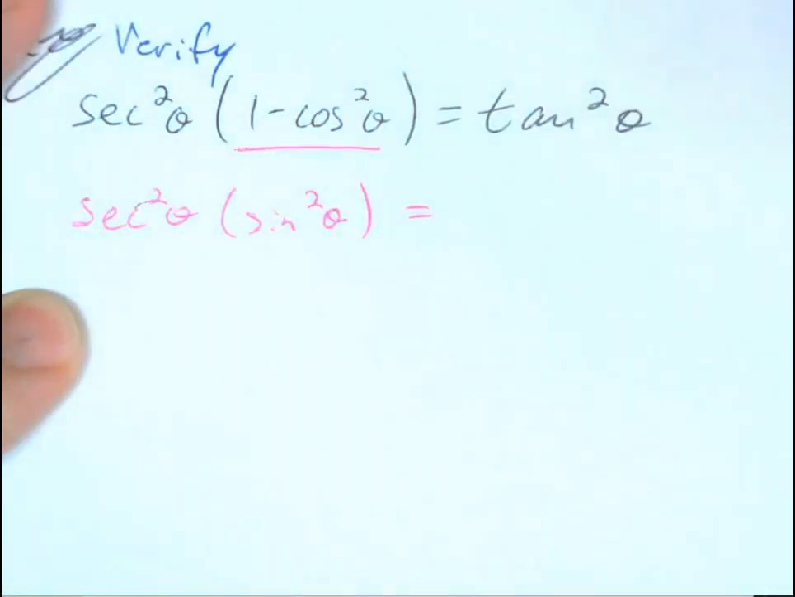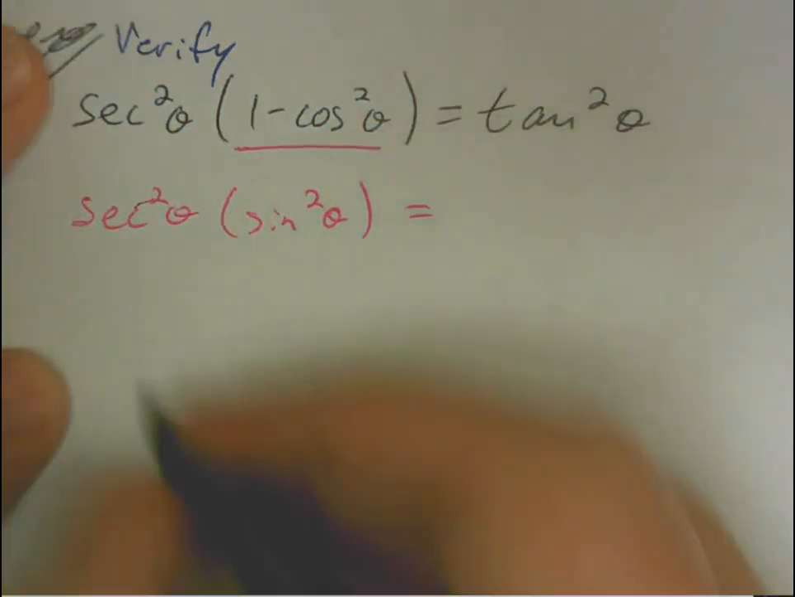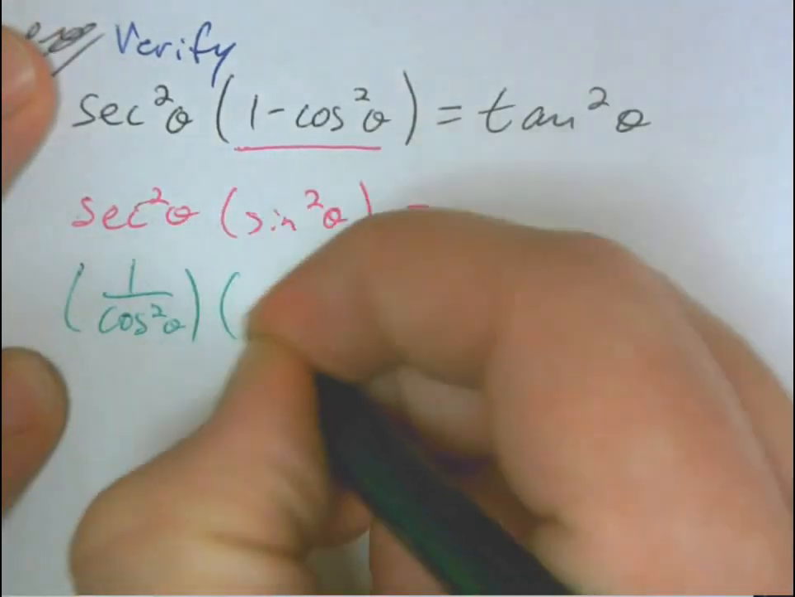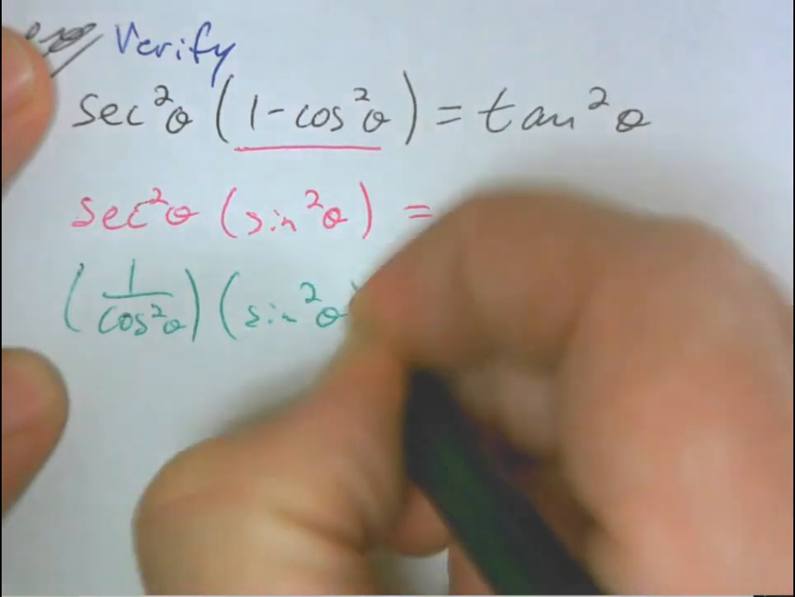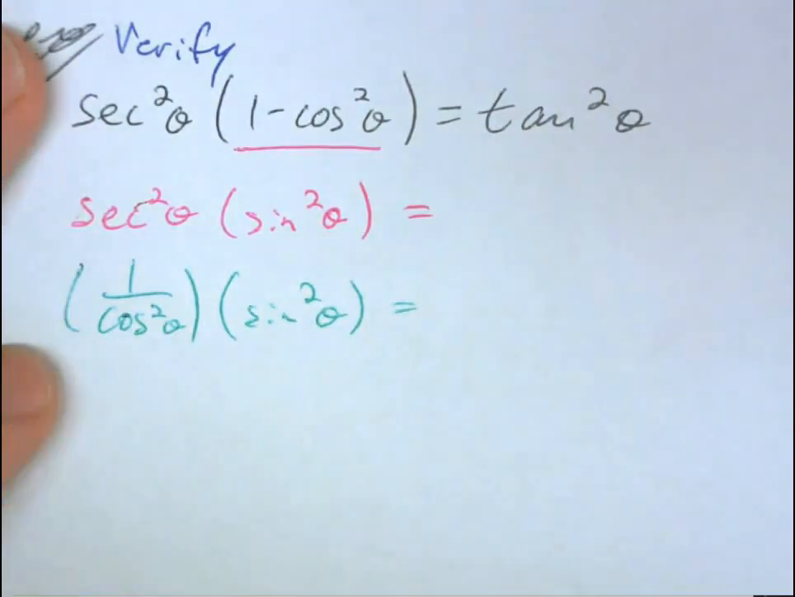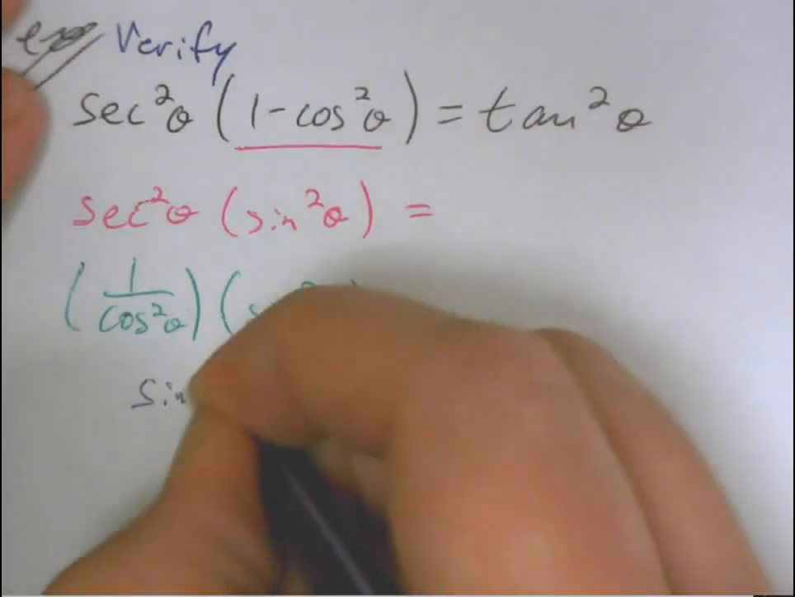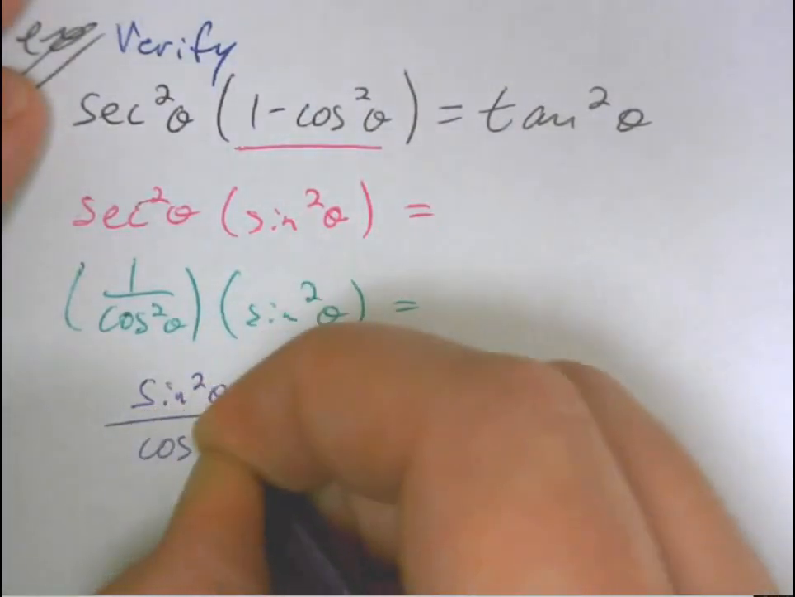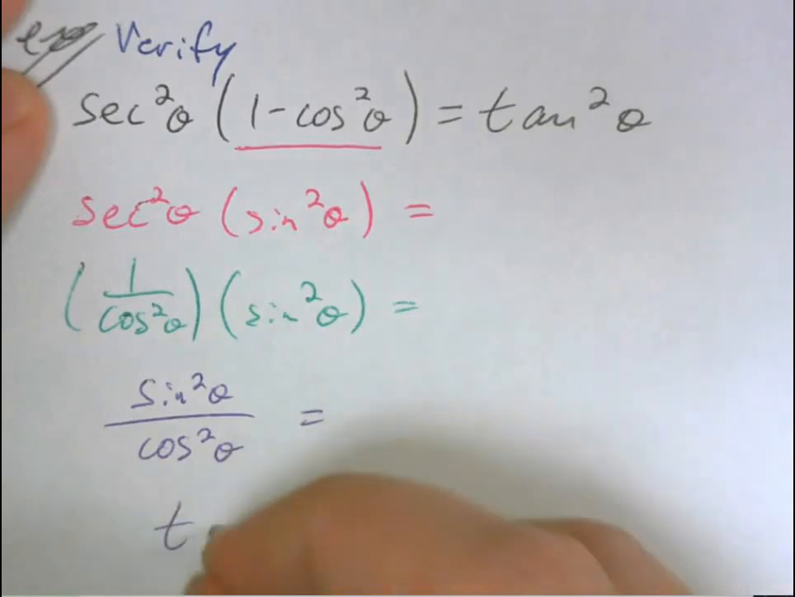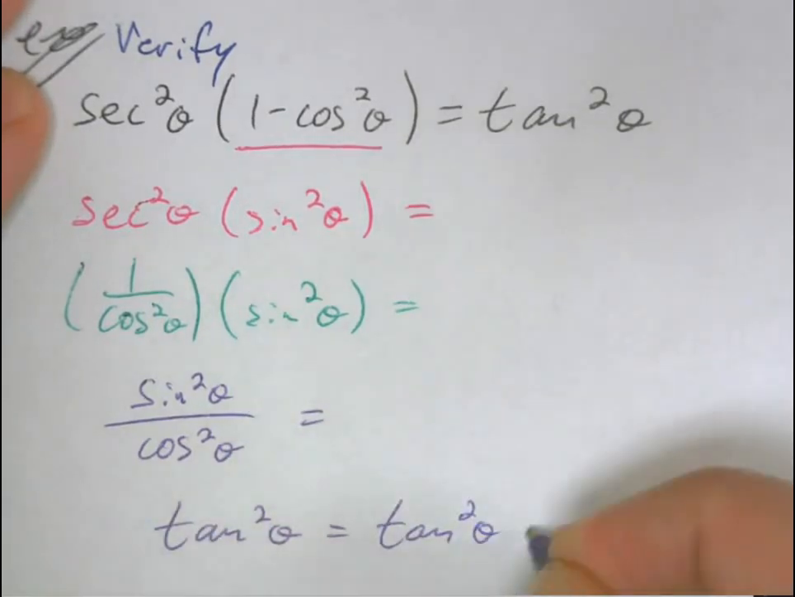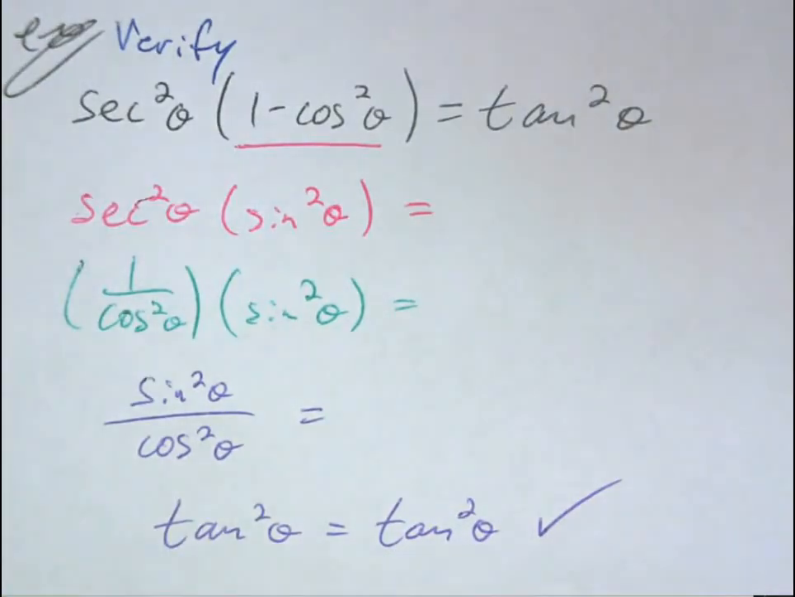I'm not going to copy it down, I'm just going to write equals. And I know secant is 1 over cosine squared, times sine squared. Well, hey, pretty much there it is. Because if I multiply those two things, then I come out with sine squared theta over cosine squared theta. And then, tangent squared theta equals tangent squared theta. Yay, I have proved it. I have verified this identity.